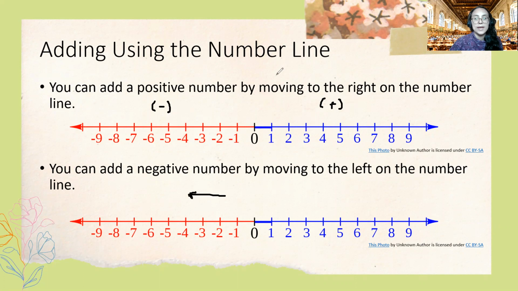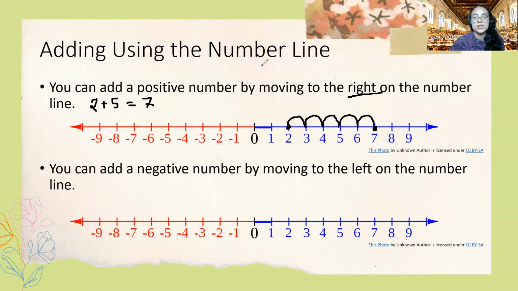So let's do a quick example. Let's say I want to add, let's do something relatively simple. So let's do 2 plus 5. So 2 is positive, so I'm going to go here on the right-hand side of 0. And I'm adding plus 5. So since 5 is positive, I'm going to move to the right. So I'm going to jump 1, 2, 3, 4, 5. So my answer would be 7, but you already knew that.